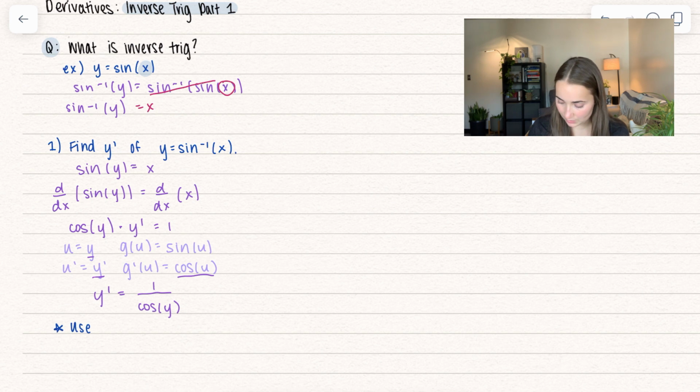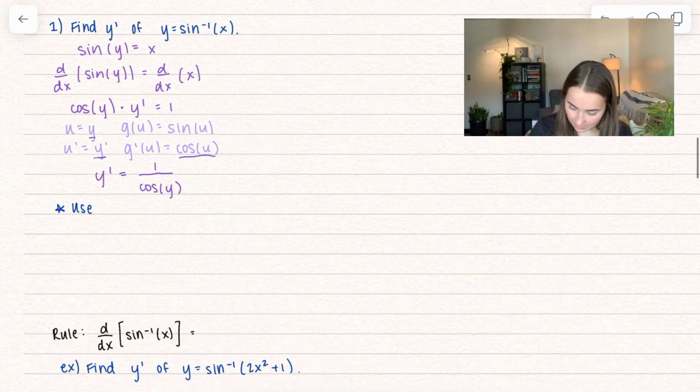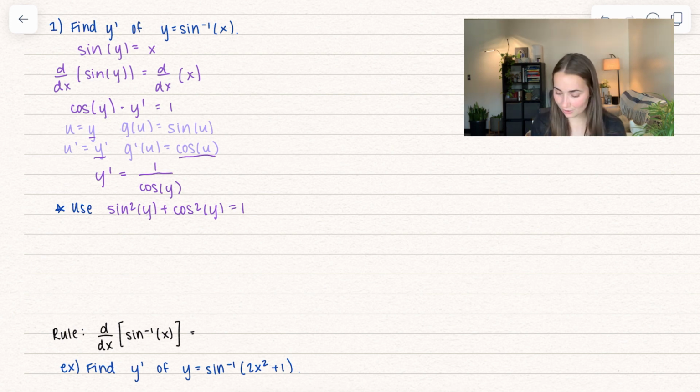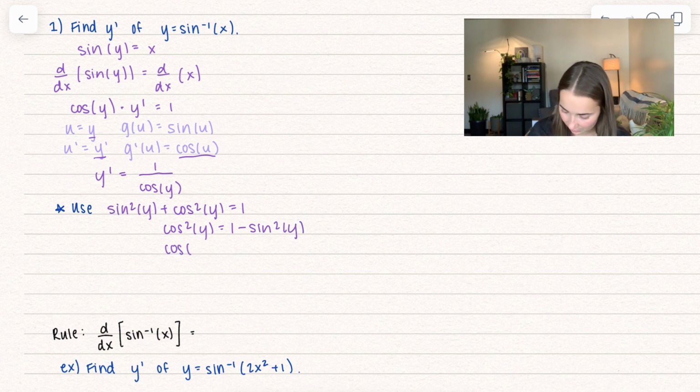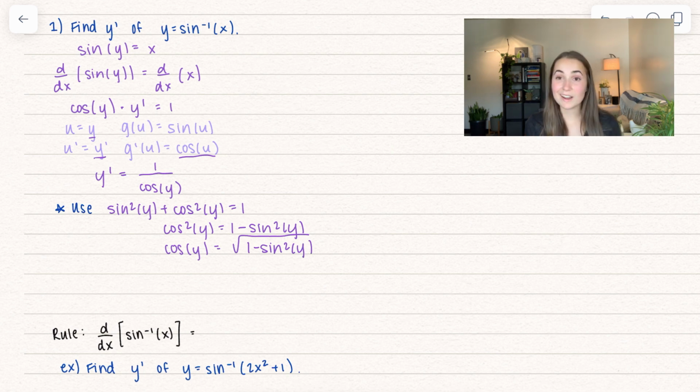And actually what we're going to use here is the Pythagorean identity. So sine squared of y plus cosine squared of y is equal to 1. Here I can go ahead and solve for cosine. So I'm going to subtract sine squared of y on both sides. So I get cosine squared of y is equal to 1 minus sine squared of y. I go ahead and take the square root of both sides. So here I just have cosine of y is equal to the square root of 1 minus sine squared of y. But one last step.